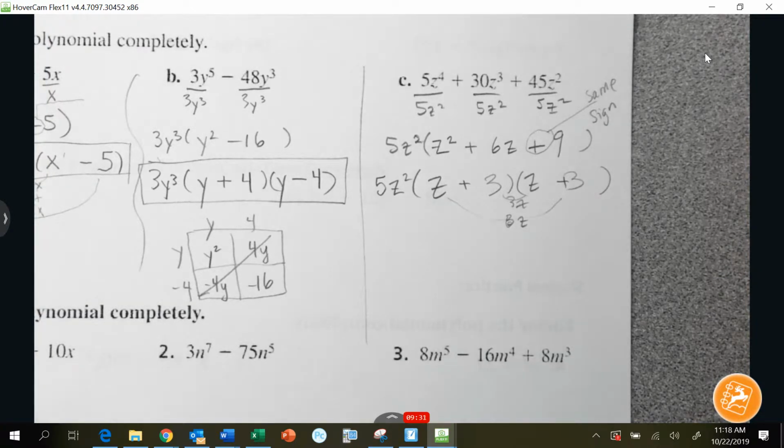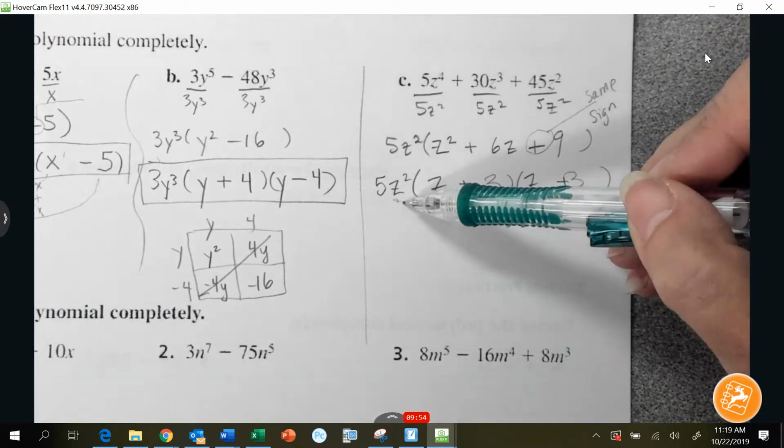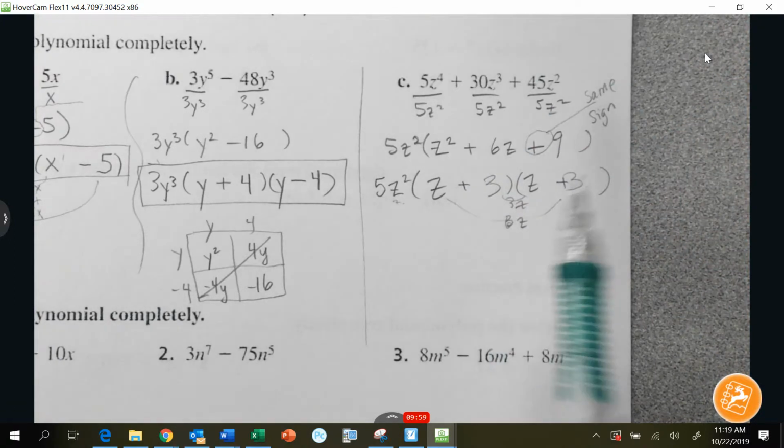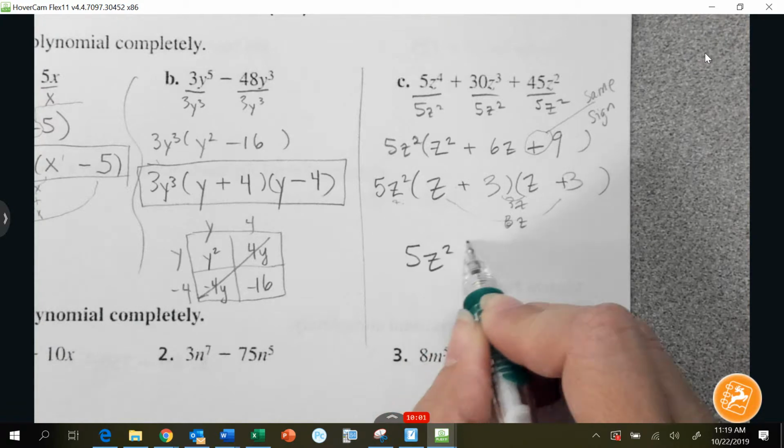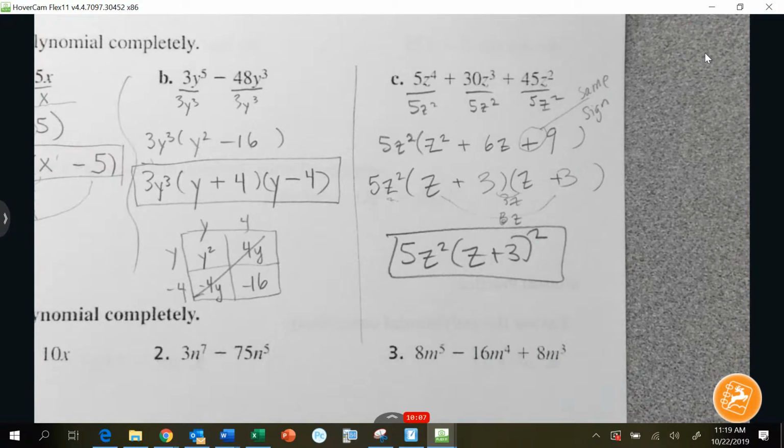Am I done? Hallie? I'm not? What should I do? The 2 binomials that are exactly the same. Yeah. So right here I've got z times z, and I do not write it z times z, because that's just silly. So here I do not write z plus 3 times z plus 3. We write 5z squared times z plus 3 squared. Very good.